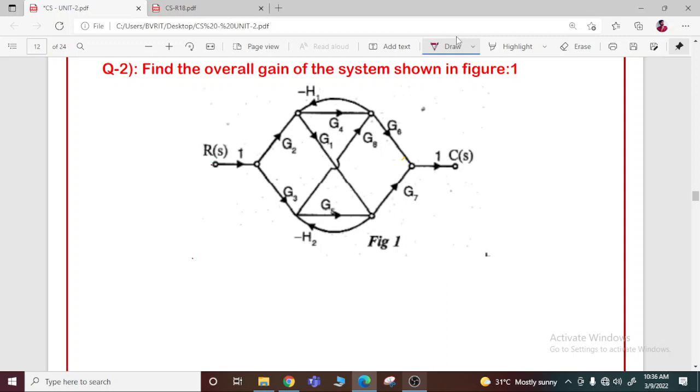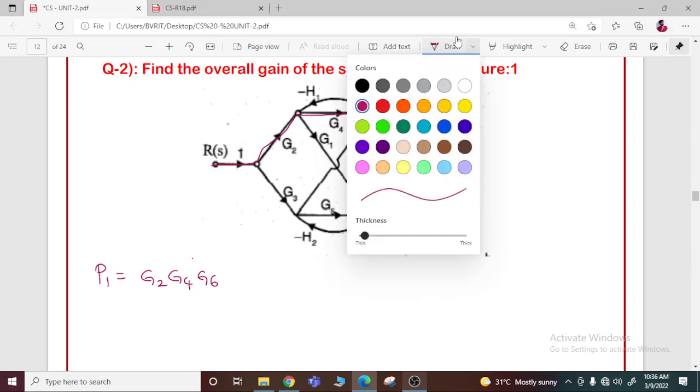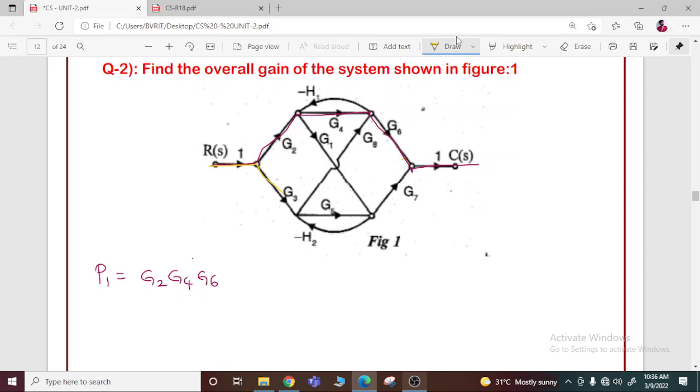So, here this is the path number 1. So, I can write P1 directly here, like the gain in the P1 is G2, G4 and G6 and the second path, this is the second path, I am writing P2 which is equal to G3, G5 and G7.